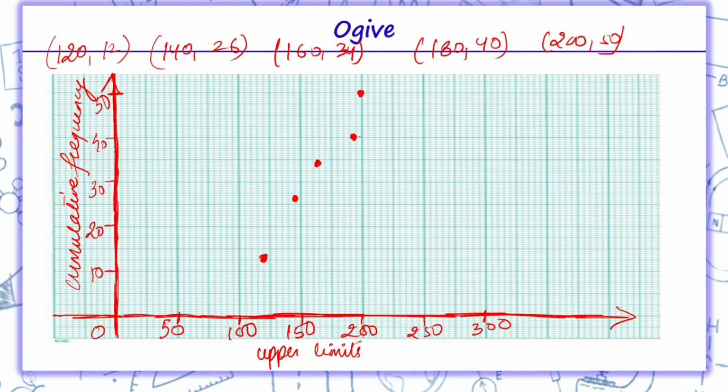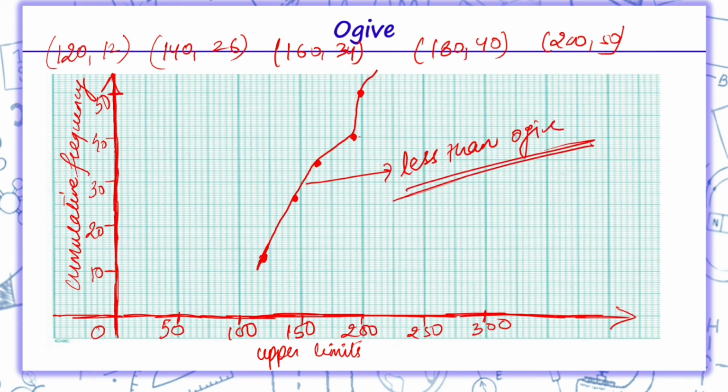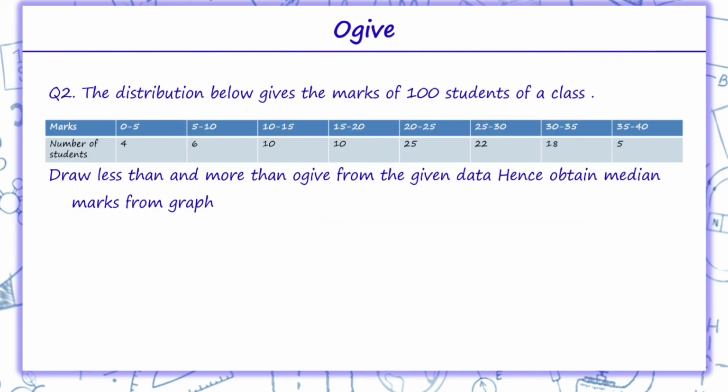So now we will join these points by freehand. So this is our less than Ogive curve. So this is how we have to draw these curves. Over here we have to write x axis scale also, and we have to write y axis scale also. Like over here in x axis we have taken 1 unit as 50, and in y axis we have taken 1 unit as 10. Coming on to next question.